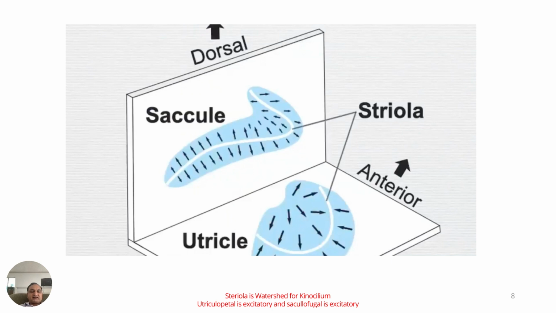This is the orientation of the saccule and the utricle. There is a watershed area known as the striola in both the saccule and the utricle. In the saccule, the kinocilium is arranged away from the striola, whereas in the utricle, the kinocilia are towards the striola.